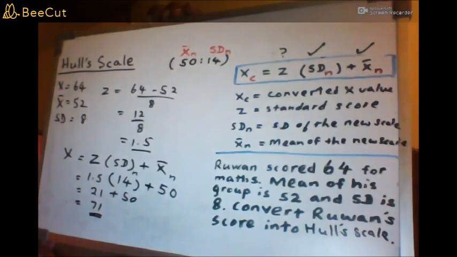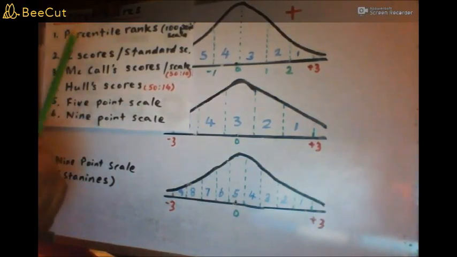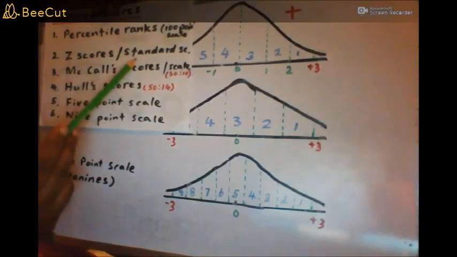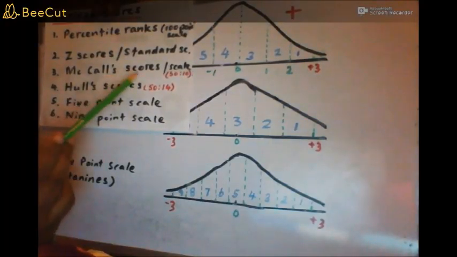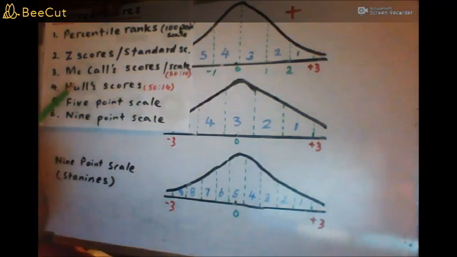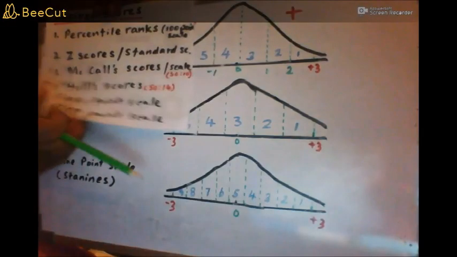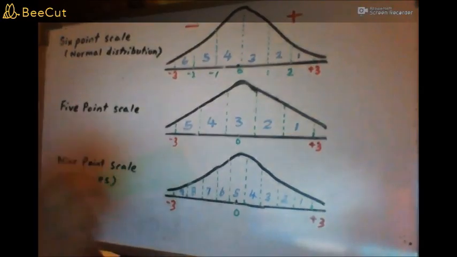Alright, that's the end of Hull scale. Now we'll come to the final part, derived scores. We did percentile ranks, Z scores or standard scores, normal scores, 6-point scale. Here McCall scores, McCall's scores, 50-10, Hull scores, 50-14. Then we have to do 5-point scale and 9-point scale. We are not going to do them in detail. I'll just explain what those are, right? Then, yeah, we can complete the derived scores.